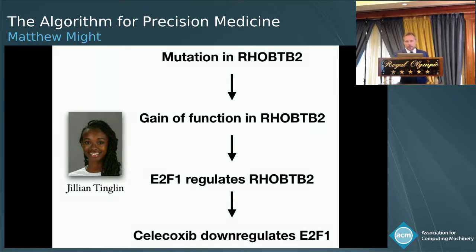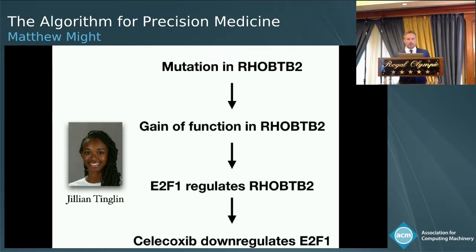Jillian had a more complicated case. She had a patient with a mutation in a gene called ROBTB2. Turns out the mutation was in a region of the gene responsible for its degradation. So when you messed up that region of the gene, you ended up with too many copies of ROBTB2, hence a gain of function in the activity of this gene. She couldn't find a direct downregulator for ROBTB2, but she could go back, through Medicanrin, to the regulator of ROBTB2, E2F1, and say, celecoxib downregulates that. So she could put together this argument that celecoxib could ultimately be therapeutic for this particular disease.